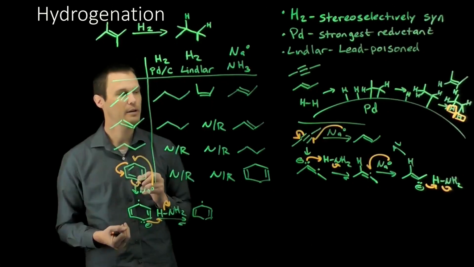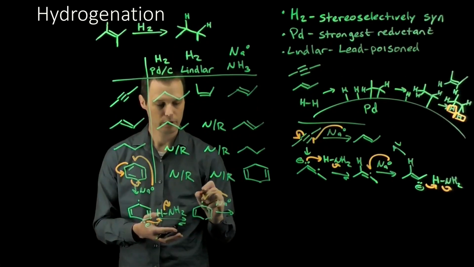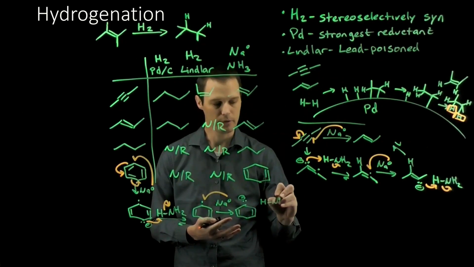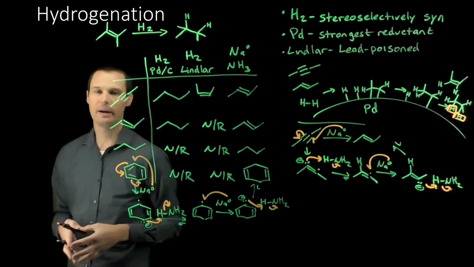That gives us our anion that we can react with ammonia in an acid-base step, favoring the product. And we still have one radical left, and so we'll do this again. We'll react with another sodium metal to put one more electron on that carbon. It gives us another anion that we can react with another equivalent of ammonia in an acid-base reaction, favoring the product to form the 1,4-cyclohexadiene product.